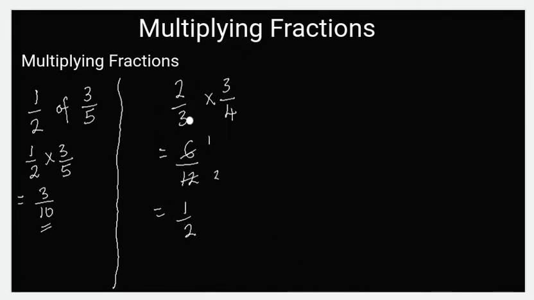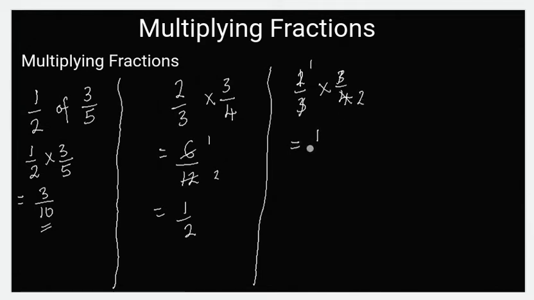Some people could start simplifying right from here. Let's try that out. You'll still arrive at the same answer. So you have 2 over 3 times 3 over 4. So this 3 can cancel each other out. Okay. And then this 2 divided by 2 will give you 1. 4 divided by 2 will give you 2. And your answer straight away is 1 over 2.